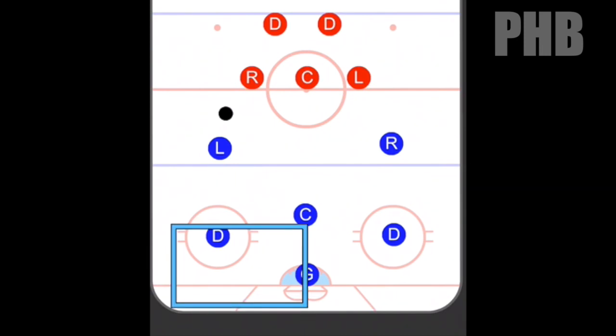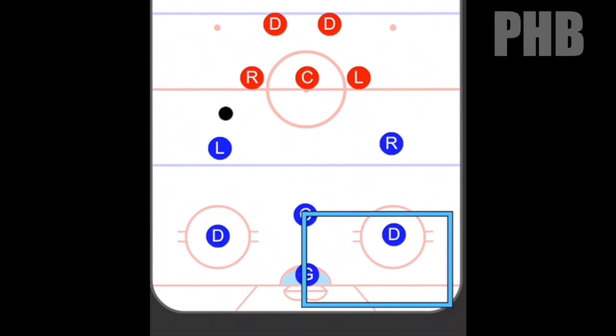Defensemen are taking care of the area of the ice below the hash marks, into the low slot area behind the net, certainly below the goal line. And of course, if you're playing on the right or the left, it doesn't matter as long as you stay in your half of the ice. So of course the right defense is taking care of that same area, but on the opposite side.